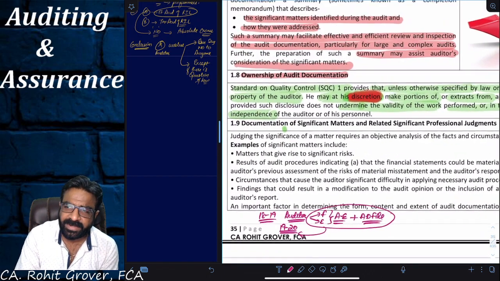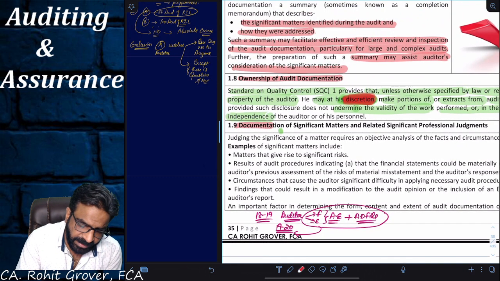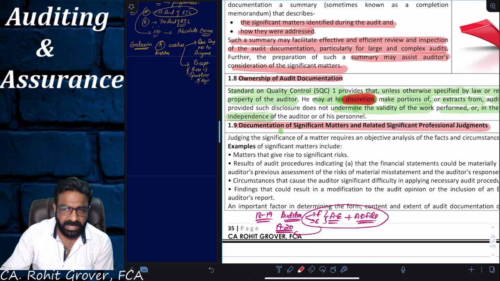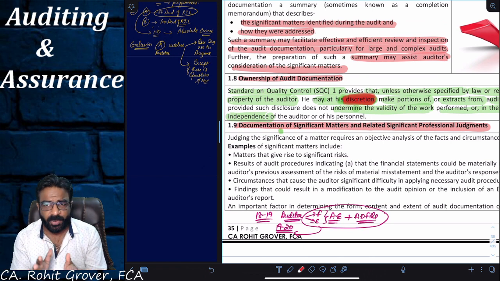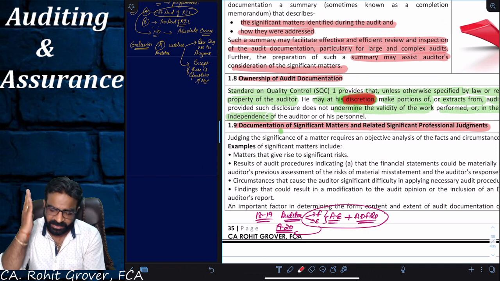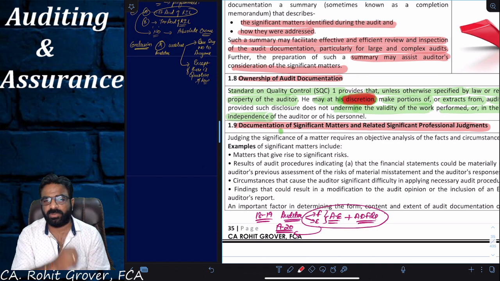Read the heading only, you will get an idea. What is the heading, everyone? Documentation of significant matters and related significant professional judgments. If you keep the documentation or a written record of your important matters and important professional judgments, that will definitely help you in the future, what to do, what not to do. Everyone, did you understand the point or not?